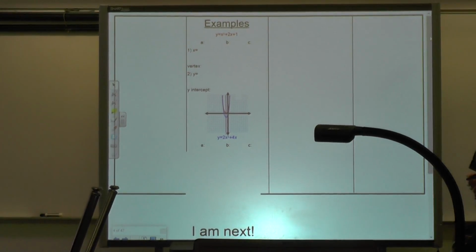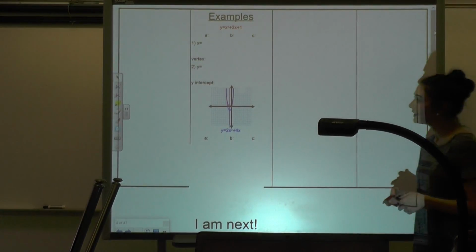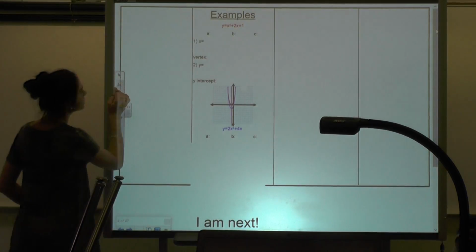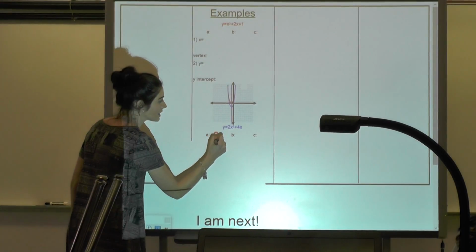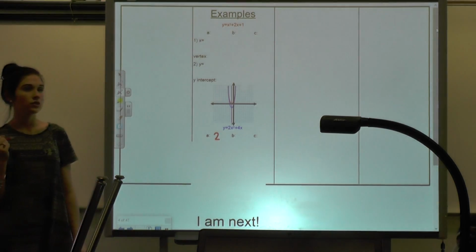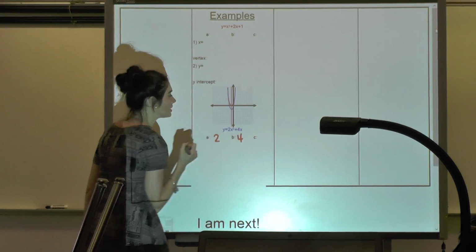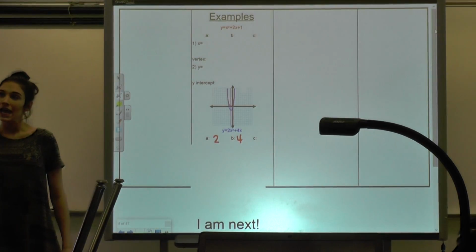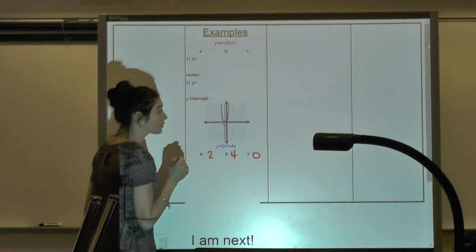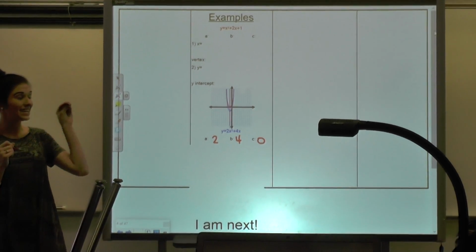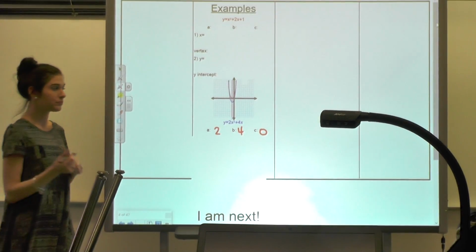So once again, we're going to find our A, our B, and our C. Looking at this equation, what is your A? 2, because your A is always attached to your x squared. So what is our B? Positive 4, because your B is always the number attached to your x. And your C is what? 0. Your C is always the number that's by itself, and since it doesn't have a number by itself, it's like saying plus 0. So your C is 0.